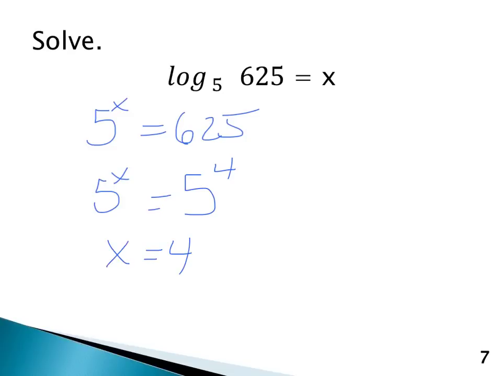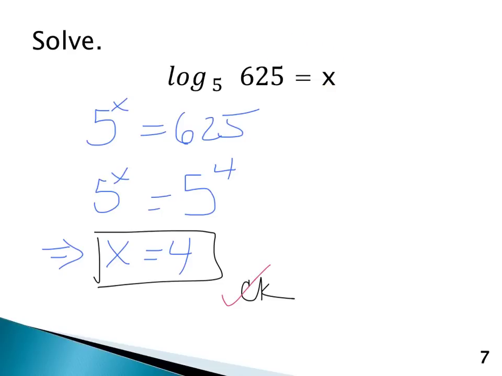x equals 4, then, is equating exponents. So let's go ahead and check that. When we do, we want a 4 here. Substitute that in. 5 to the fourth. What's 5 to the fourth? That is 625, and so that works.